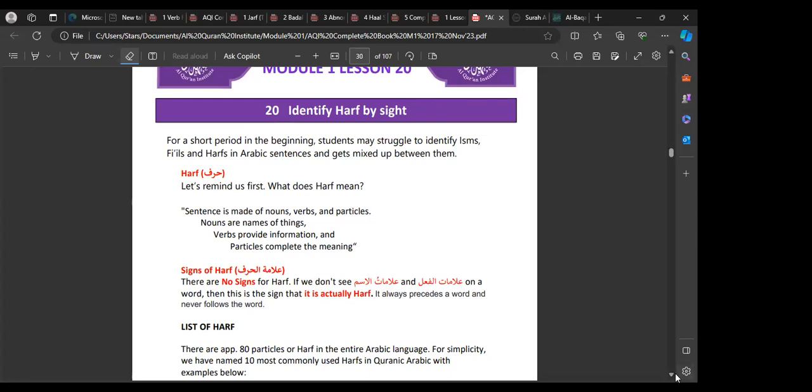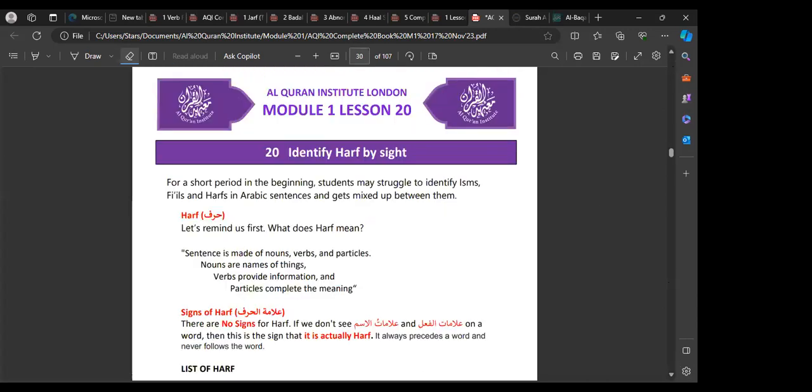So yeah, harf is without any signs, or the fact that it doesn't have a sign of noun and it doesn't have a sign of verb. Bismillah.